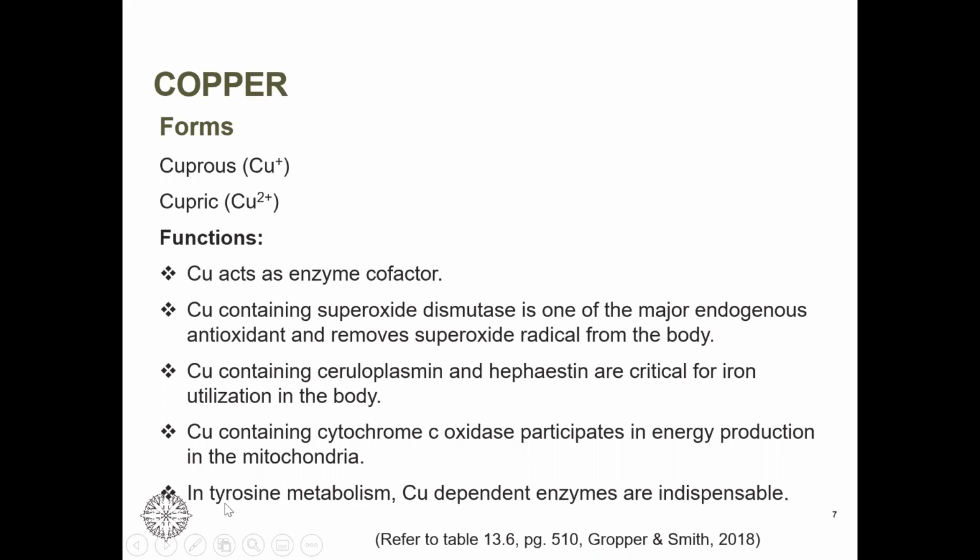Then when tyrosine is getting converted either to thyroid hormone or neurotransmitter, we need copper-dependent enzymes.